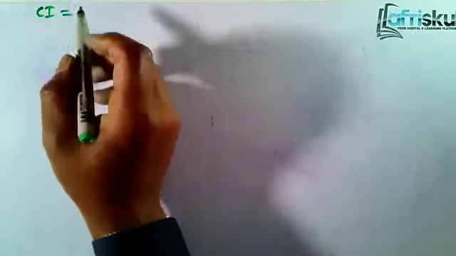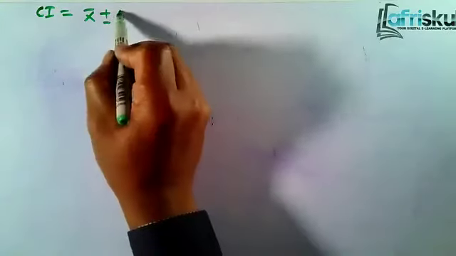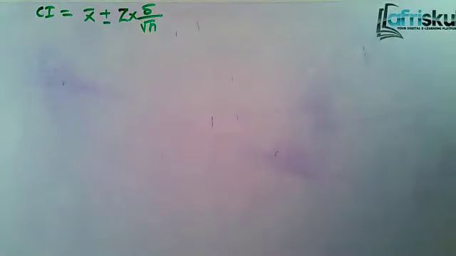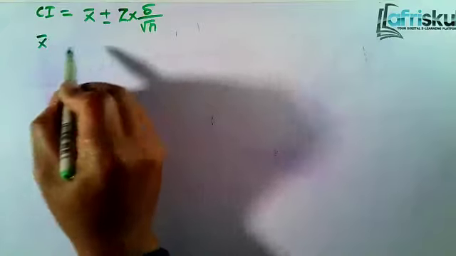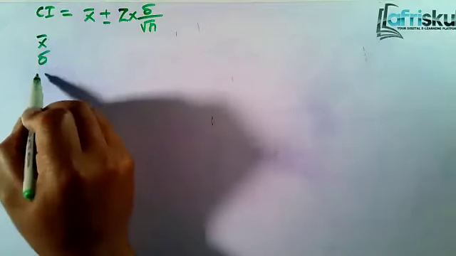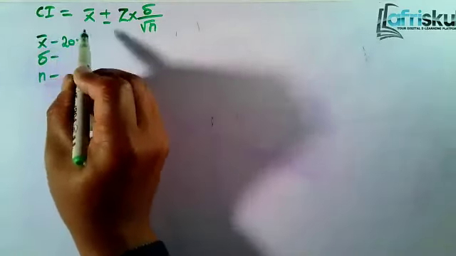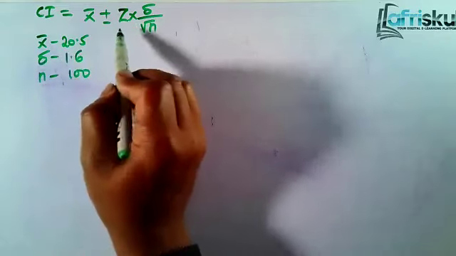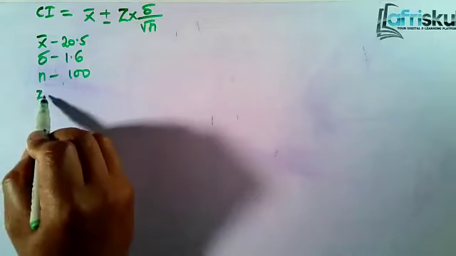So we say the confidence interval is equal to X bar plus or minus Z times standard deviation over square root of n. In this case, our sample size is 100. Already we are given X bar, which is 20.5, the standard deviation, 1.6, and n, which is 100. Now what we don't have is Z. Now how do we get Z?